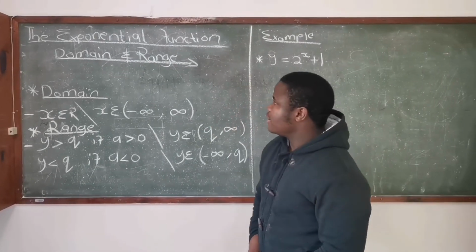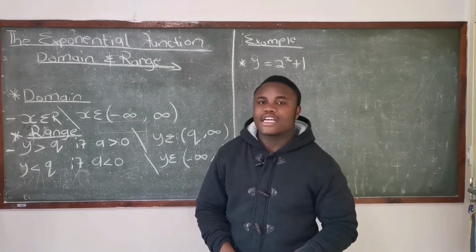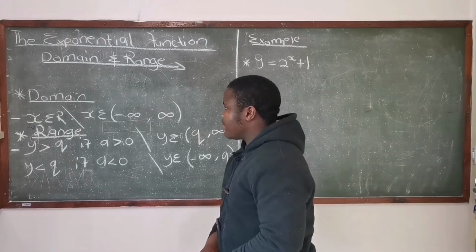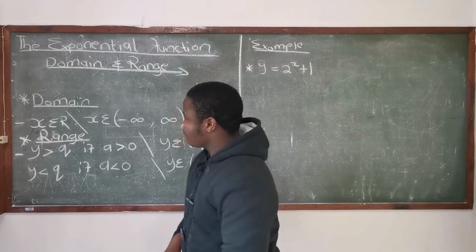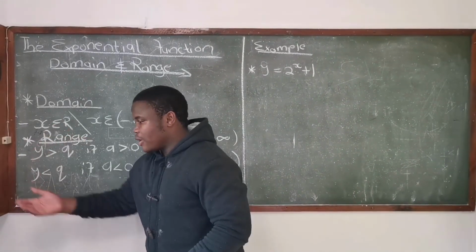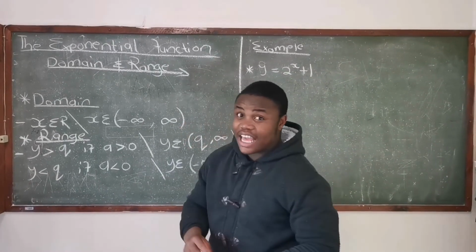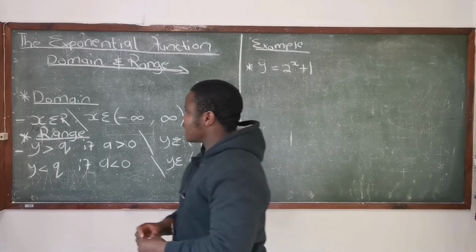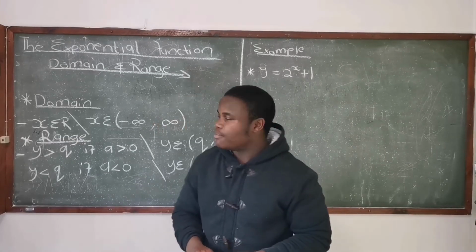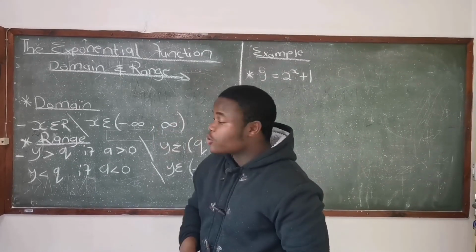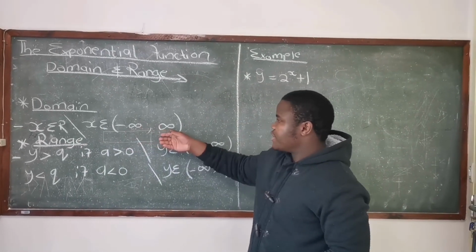Going forward, let's talk about the domain and range, specifically for the exponential function. So let's start by focusing on the domain. So the domain of the exponential function, it doesn't have any restrictions. So it starts from the lowest number on the Cartesian plane to the very highest number. So which means the graph will touch each and every number on the Cartesian plane. That is why we say X is an element of real numbers. Every number that exists on the Cartesian plane, and therefore you can represent it also in the interval method, of which X is an element of negative infinity to positive infinity.